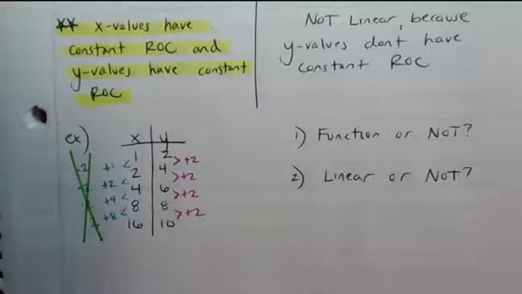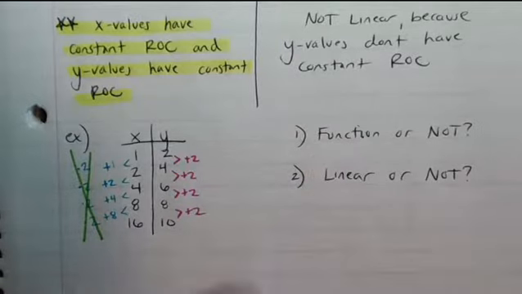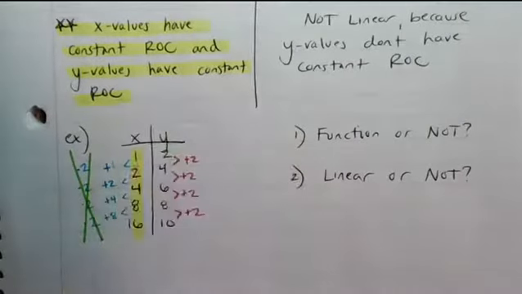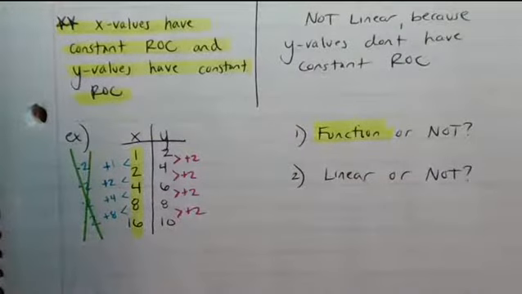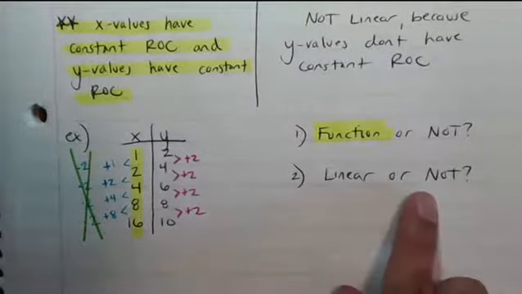We're not looking for that. We're looking at the constant rate of change, if it's being added or subtracted and if it's the same. So function again. Function means the X values are all different. Are all the X values different? Yes. So you should have found out that it's definitely a function. Is it linear or not?